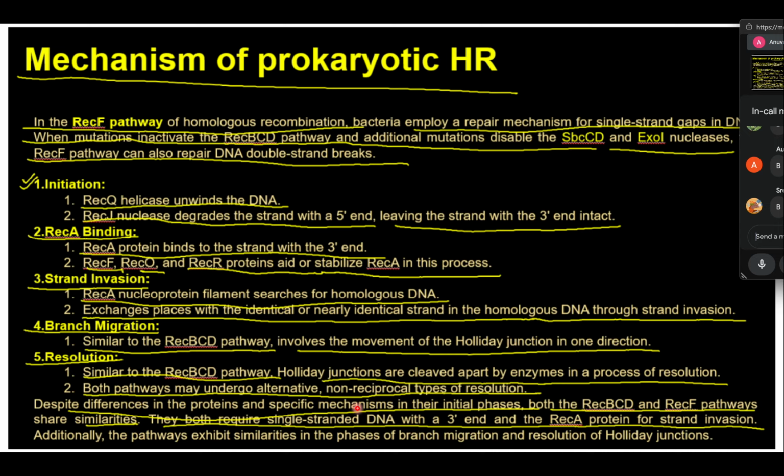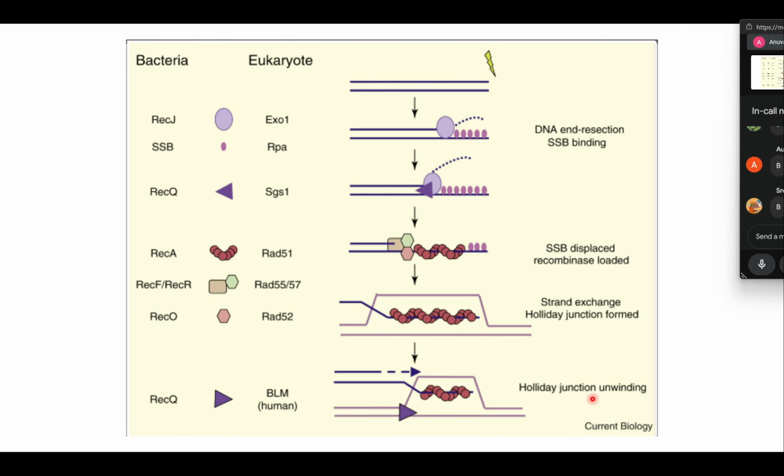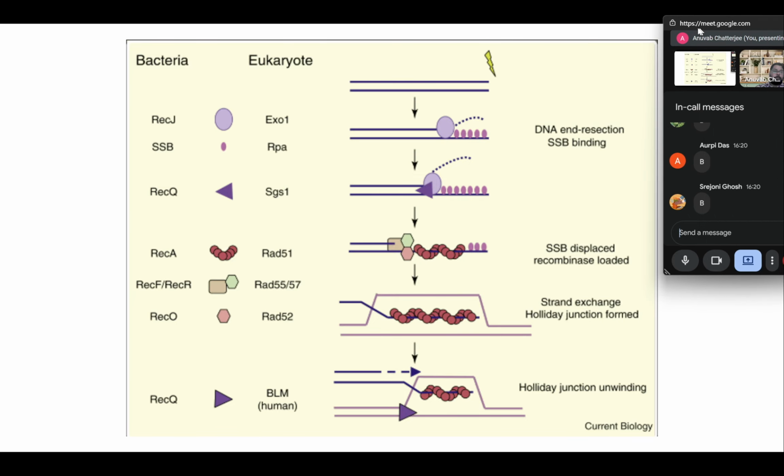So despite the differences in proteins and specific mechanisms, the RecBCD and RecF pathways are actually pretty similar. They both require single-stranded DNA from the 3' end and the RecA protein for strand invasion. Additionally, the pathways exhibit similarities in the phases of branch migration and resolution of the Holliday junction. So we will go through a diagram so that it is a bit more clear.